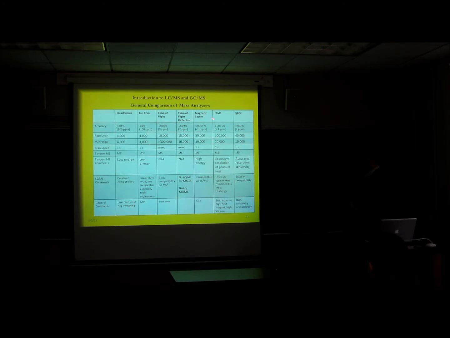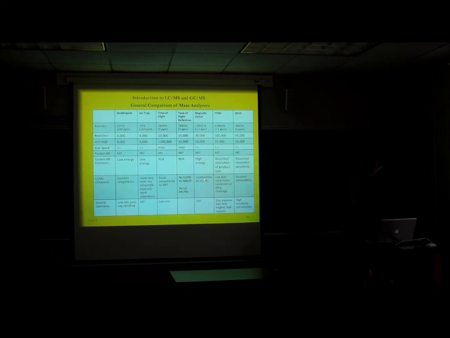Traps and FTMS have a lower duty cycle, which makes LCMS a little more of a challenge because you're not getting a lot of detection points across a chromatographic peak. Time of flight mass analyzers by themselves are very compatible with liquid chromatography, but TOF by itself you can't do MSMS. If you put a quadrupole at the front of a time of flight instrument, you can do MSMS with accurate mass.